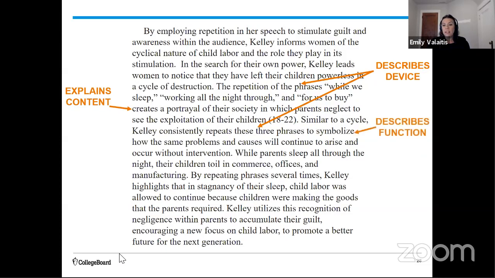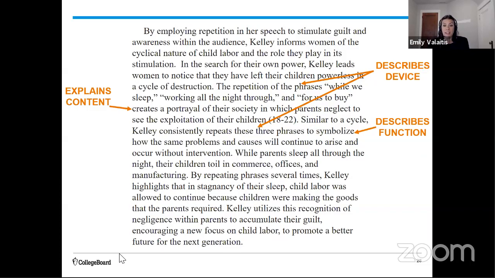You might have noticed that she's describing the function in two places, but the first comes about halfway through when the student writes, she consistently repeats these three phrases to symbolize how the same problems and causes will continue to arise and occur without intervention. Just pretty nice that she's thinking about the symbolic function.